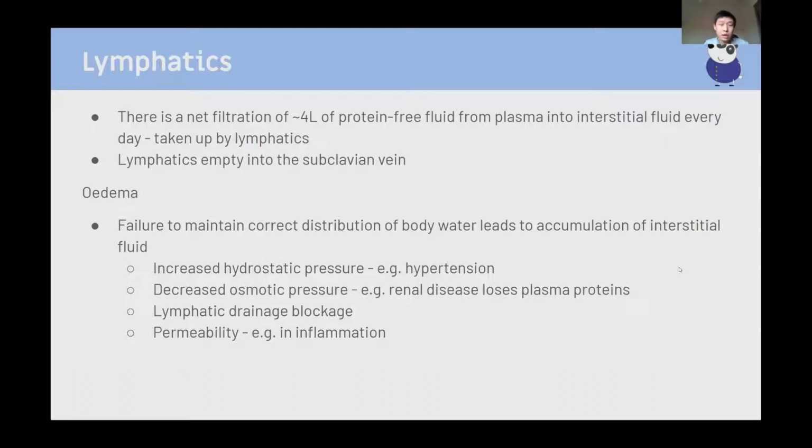Just a quick note on lymphatics, because I think it gets mentioned in the lecture, but you don't need to know too much about it. So every day, you'll get some net filtration of fluid from your plasma into the interstitial fluid. So you might be wondering, where does that go? Some is reabsorbed at the end, but this is net filtration. So you still have that excessive amount of fluid. So this is taken up by your lymphatics. They're almost like an entire other transport system for fluid. And they'll all converge, and in the end, they'll empty into the subclavian vein.